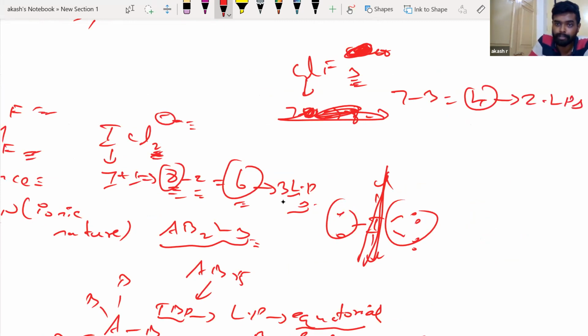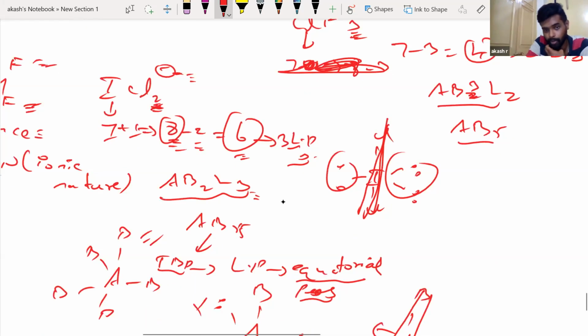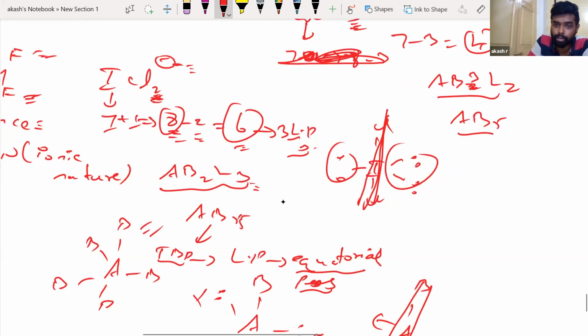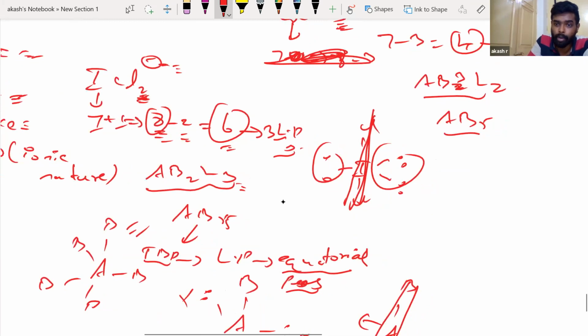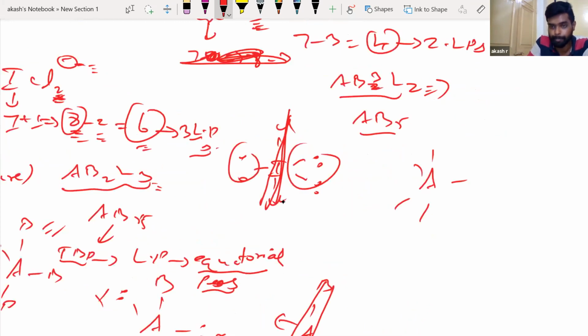Okay. So this is of the form AB3L2. Again, this is like AB5, and those 2 are the lone pairs. If you have AB5, I know trigonal bipyramidal geometry. This is how the geometry will look. Now I have to account for 2 lone pairs. So how will I account for it? I have to put the 2 lone pairs in the equatorial position.